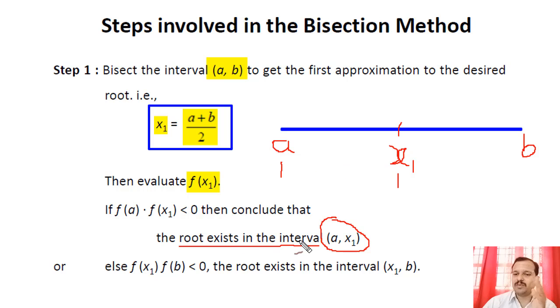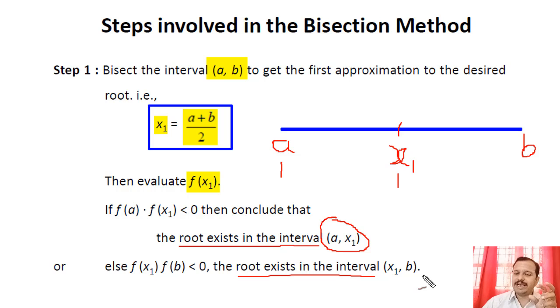After that conclusion, once again we use the same formula. We have to bisect this and get the new value in between. That we call the second approximation. This is on one hand, that is if f of a and f of x1 are of opposite sign. We conclude like this. If not, definitely f of x1 and f of b will be of opposite sign. Then we say that the root exists in the interval x1 to b.